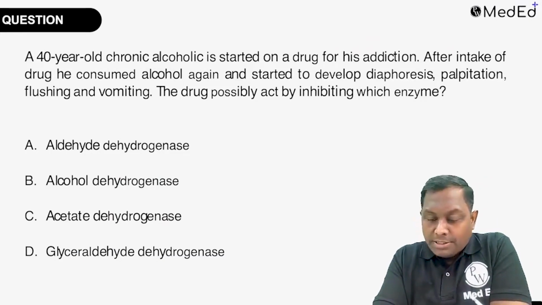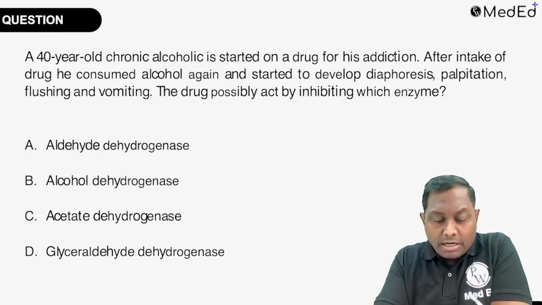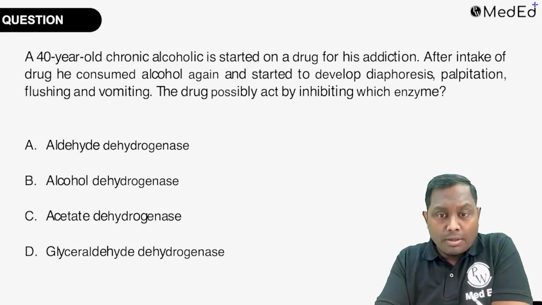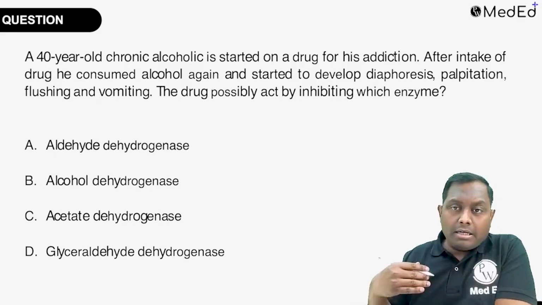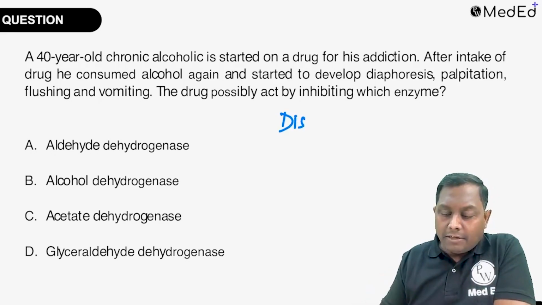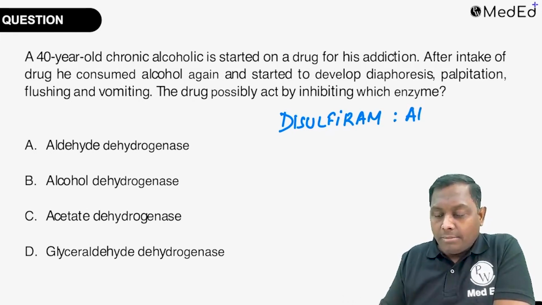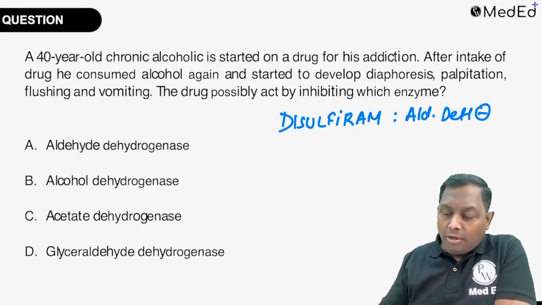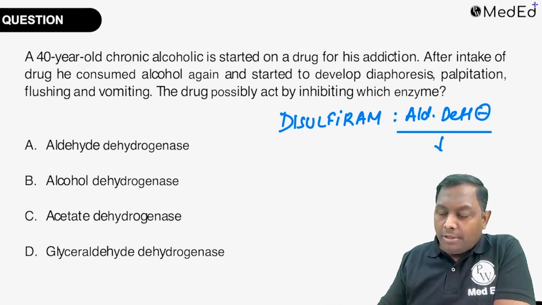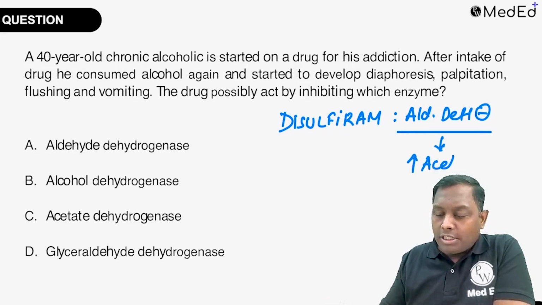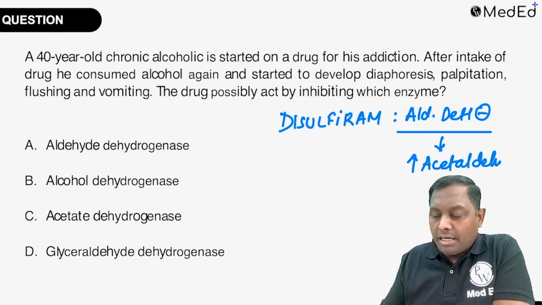A 40-year-old chronic alcoholic patient is started on a drug for his addiction. After intake of the drug, he has consumed alcohol. So remember, there are drugs that act like disulfiram, or we call them disulfiram-like reactions, because disulfiram has aldehyde dehydrogenase inhibiting property. And when you inhibit aldehyde dehydrogenase, there will be an increase in the level of a toxic intermediate metabolite by the name of acetaldehyde.